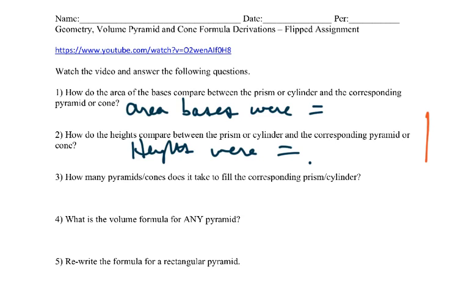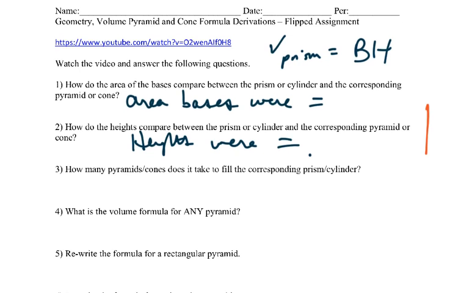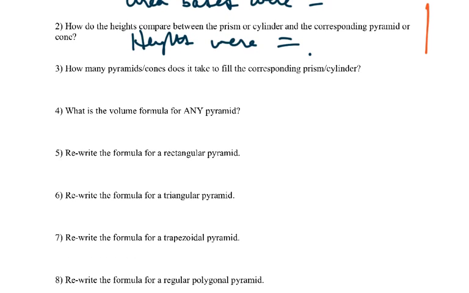Okay, so now we know the volume of a prism is area of the base times the height. Well, the pyramid is going to have area of the base and the height. So what was the only thing that changed between the prism and the corresponding pyramid? Well, it was number 3. How many pyramids or cones did it take to fill the corresponding prism or cylinder? 3. What is the volume for any pyramid then? So it's going to have the base times the height in it. But what's the only difference?